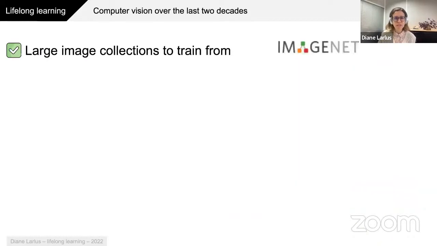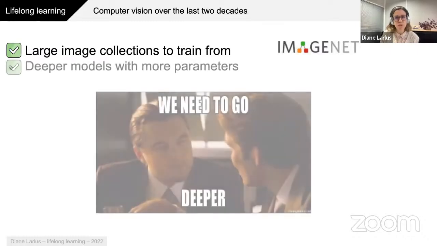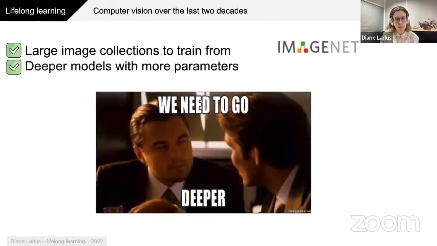So we've seen that the first reason for the great progress of image classification was the fact that large collections of images became available. The second reason for this great progress was the rise of deep learning architectures that were using deeper and deeper networks.